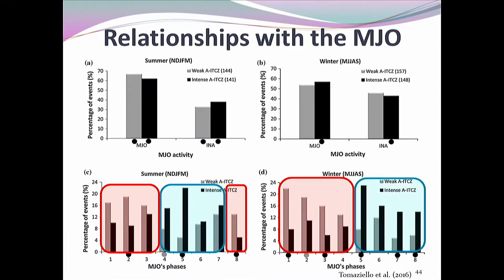These dots here represent where we have statistically significant differences between the proportions. And here for the winter, there are more weak events during phases 1 up to 4, and there are more intense events between phases 4, 5 and 8. Then this is a very clear pattern.